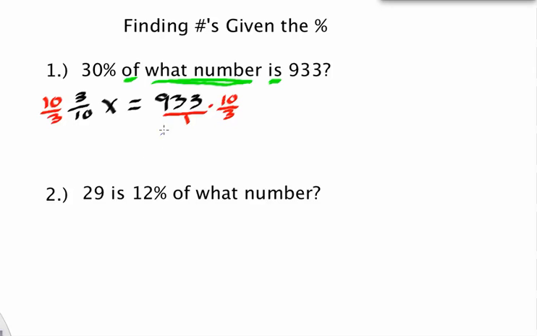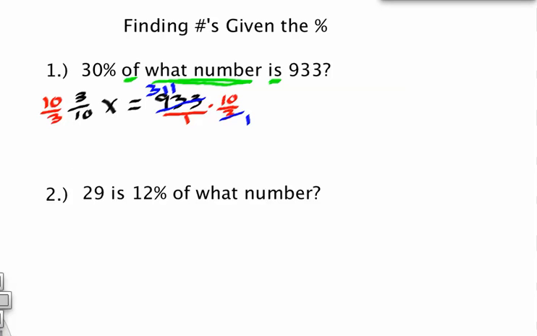How do I know that? Remember, add up the digits in the number, and if that number is divisible by 3, the number itself is divisible by 3. 9 plus 3 plus 3 is 15, and 15 is definitely divisible by 3. So we're going to cross this out, we're going to cross this out. 3 goes into 3 one time, 3 goes into 933, 311 times.